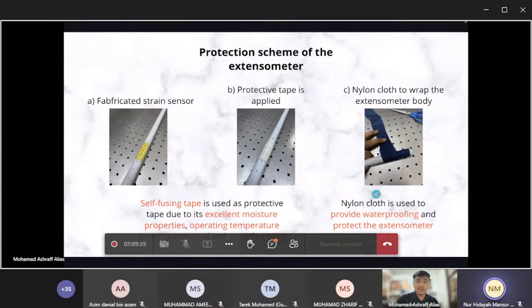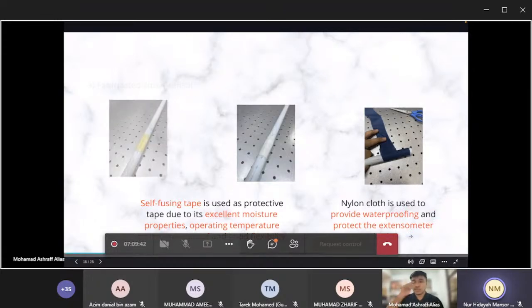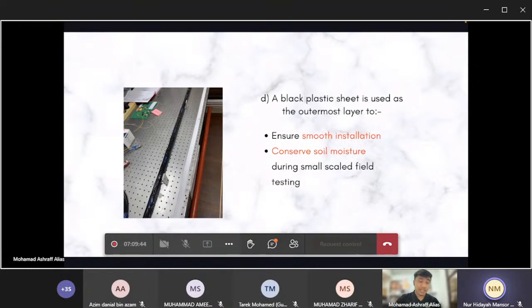The reason I use nylon cloth is to provide waterproofing and to protect the extensometer body during field testing. And then on the outermost layer, I used a black plastic sheet to ensure a smooth installation and to conserve soil moisture during small-scale field testing.